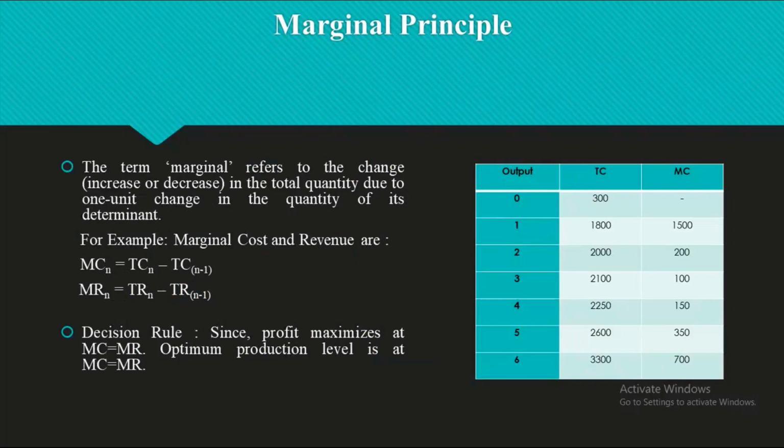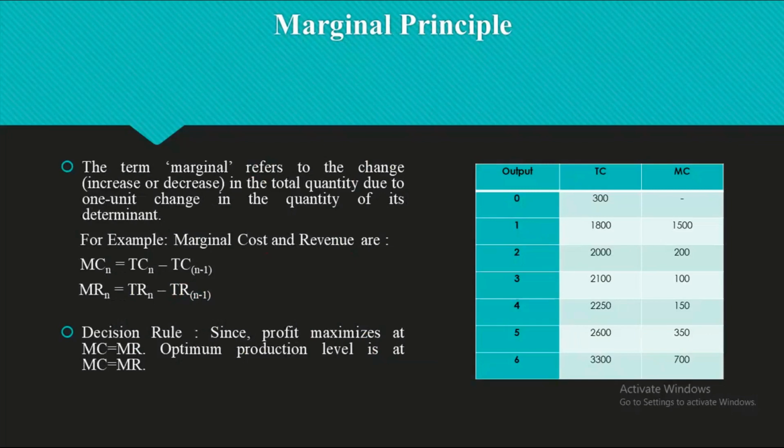Then at the output level of 1, it becomes 1800. And then at the output level 2, when you are manufacturing 2 units of anything, at that time your total cost increases to 2000, and at 3 it is 2100, and at 4 2200, 2250. So likewise, how we arrive at the marginal cost, if you want to understand the marginal cost in this case, we simply have to keep subtracting the succeeding one from the preceding one.